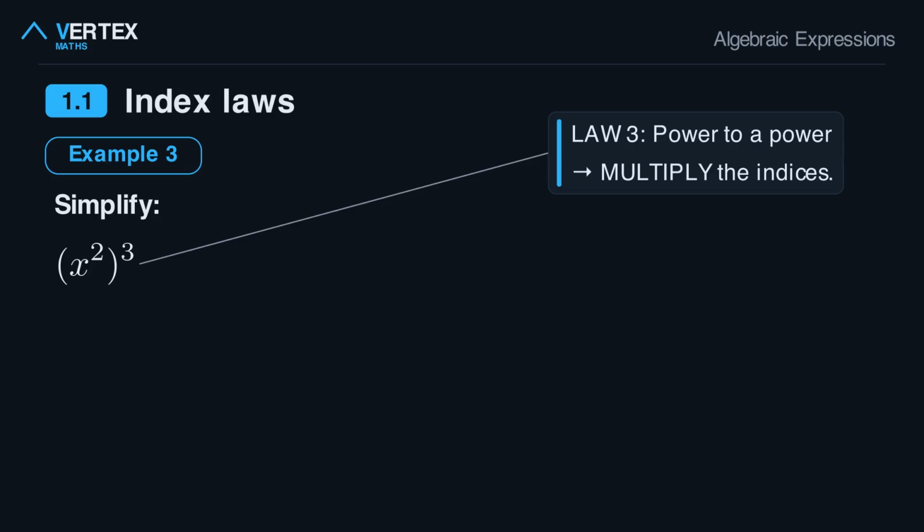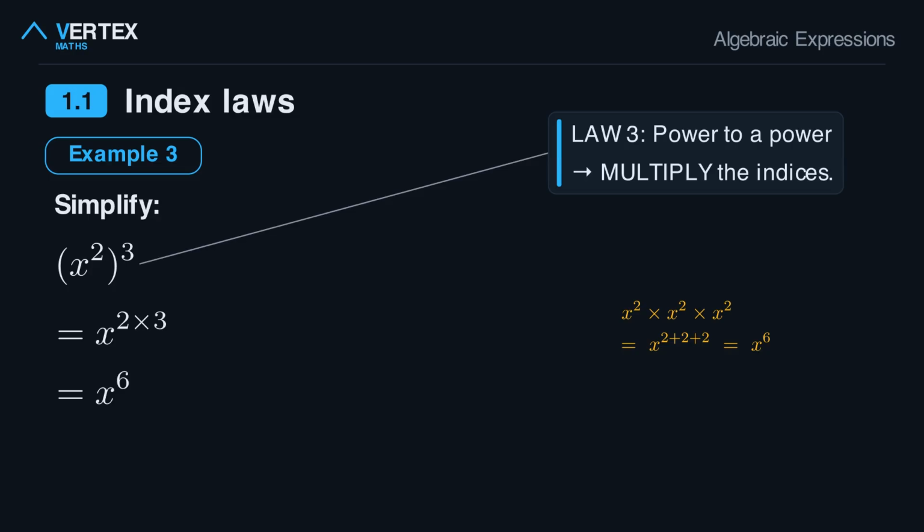Law 3 covers the scenario where a power is raised to another power. Here we have x squared, and the entire bracket is raised to the power 3. Law 3 says to multiply the indices in this scenario, so we write x to the power 2 times 3. A common mix-up is to treat this scenario as law 1 by adding the powers, which is for multiplying two separate terms, which we do not have here. 2 times 3 is 6, giving x to the 6th.